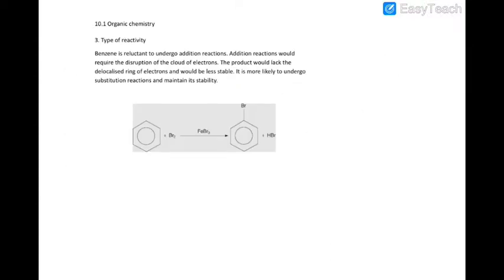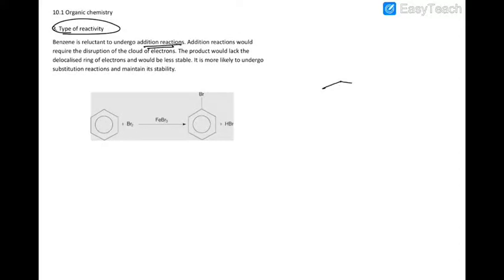The third proof is the type of reactivity. So benzene is very reluctant to undergo addition reaction. So if benzene would have this structure, it would easily undergo addition reaction. As you know, if you still remember your IGCSE, alkenes undergo addition reaction. What happens during addition is just that this bond breaks and opens up and you add something else to it. So you can add HCl, for example.